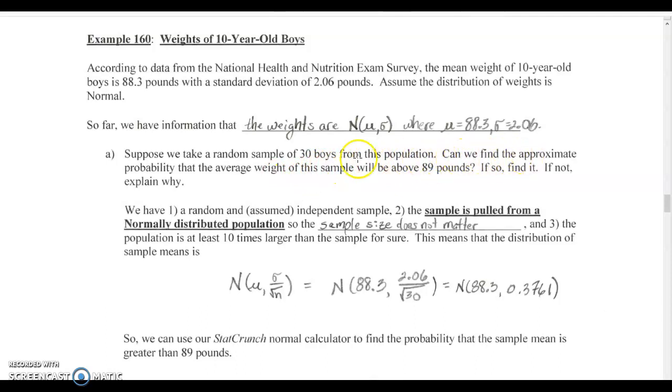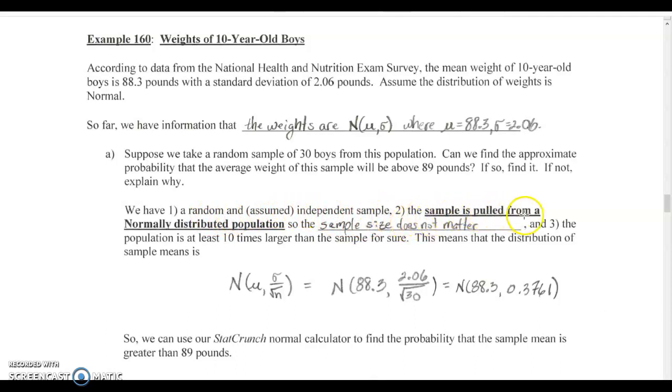Can we find the approximate probability that the average weight of this sample will be above 89 pounds? If so, let's find it, and if not, explain why. Okay, so are the central limit theorem for sample means conditions met? Let's check that quickly. We have 1, a random and assumed independent sample.